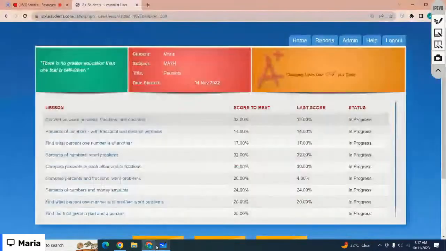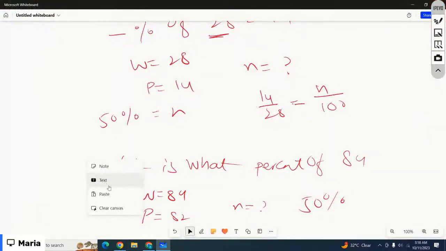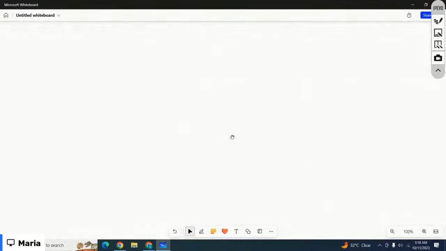Okay, next lesson is percents of number word problems. You have to do this on your own. The next one is compare percents to each other and to fractions. So how do we compare the percents to each other and to fractions?